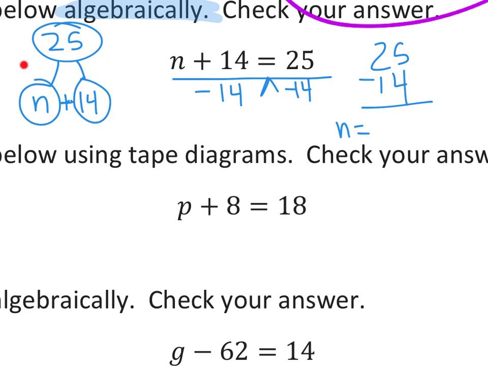Again, this is where hopefully you see this picture in your head. 25 is your whole because this is an addition question, which means you're combining parts to equal a whole. And therefore, to find your missing part, you would subtract. To find missing parts, you subtract. And so 25 minus 14 gives you your answer, which of course is 11. n equals 11. To check your answer, you do 11 plus 14. And yes, you get 25.